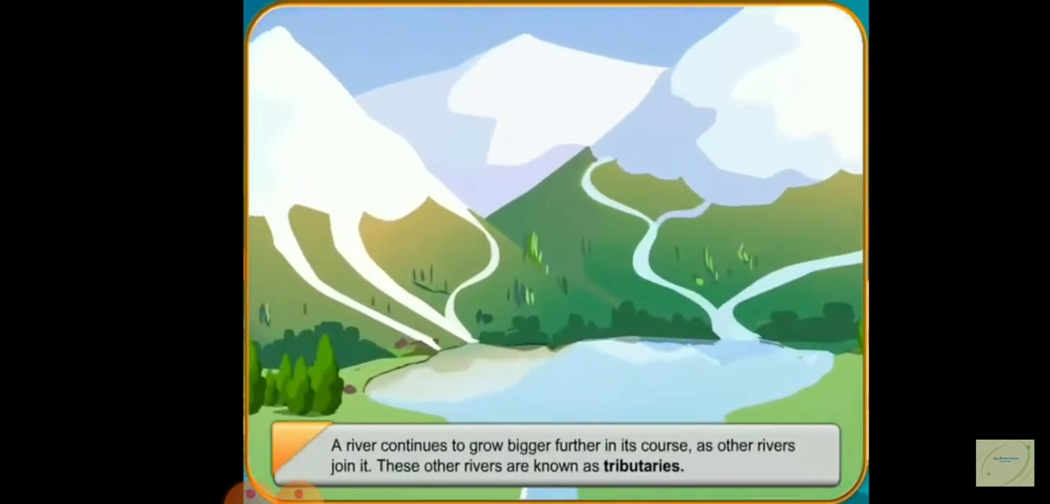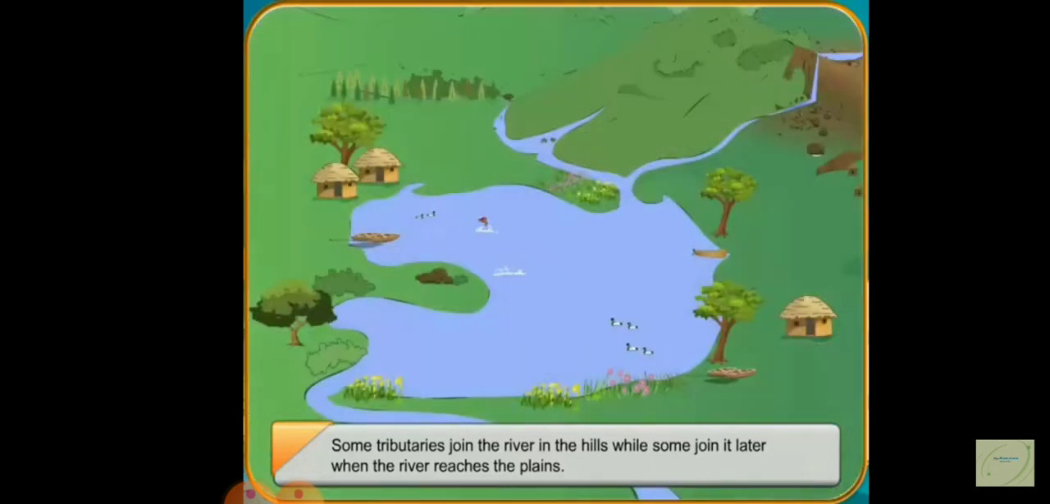A river continues to grow bigger further in its course as other rivers join it. These other rivers are known as tributaries. Some tributaries join the river in the hills, while some join it later when the river reaches the plains.